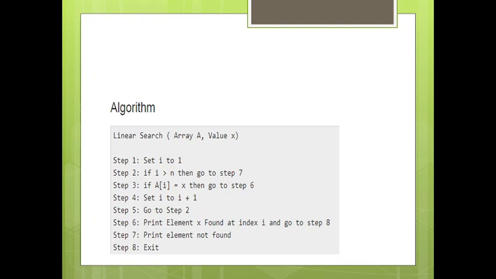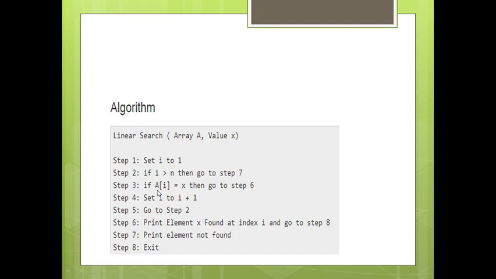The algorithm for linear search, here we have to define the array A and the search element X. Initialize I equal to 1. Then step 2, if I greater than n, then go to step 7, that is print element not found. Then the third step is if A of I equal to X, that is element is found, then go to step 6, that is print element X found at index I, and go to step 8, that is exit.